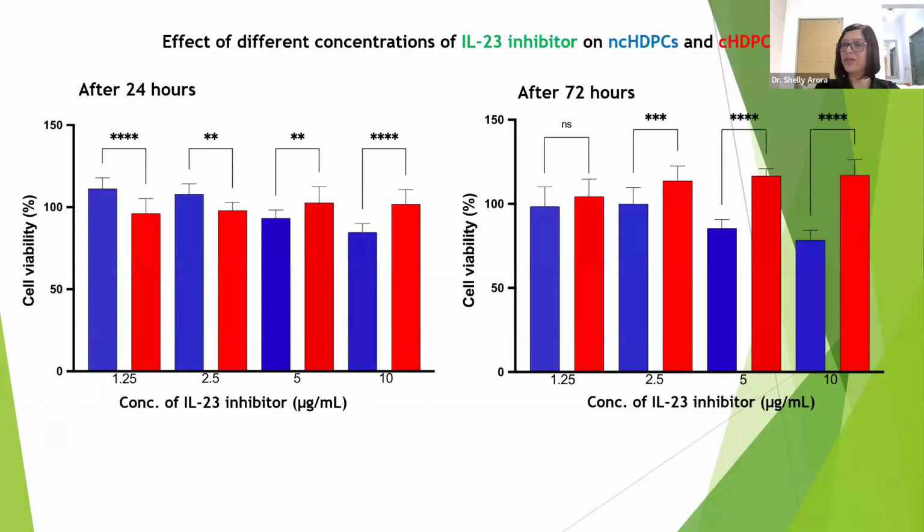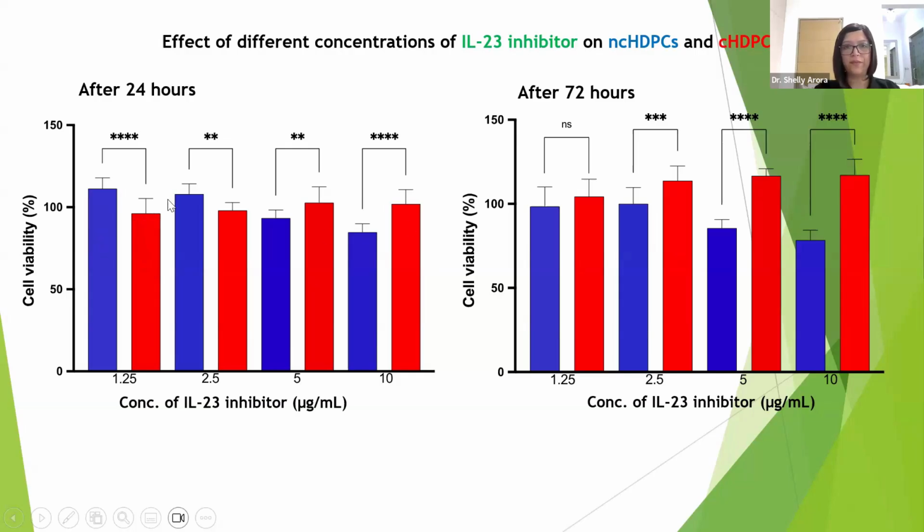Okay, so now some very interesting results came for this MTS assay. Cells were exposed to different concentrations of interleukin 23 inhibitor, that is 1.25, 2.55, and 10 microgram per ml. The cells were exposed for 3 days, with measurements at day 1 and day 3. If you look at this bar graph, the blue one represents the normal cells, meaning the healthy ones, and these are the inflamed, the red ones.